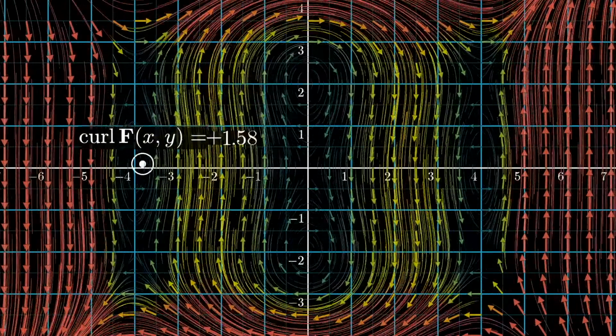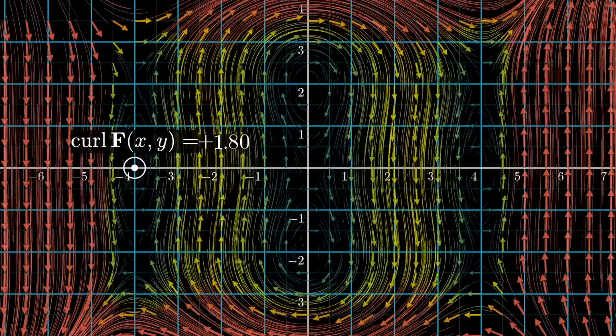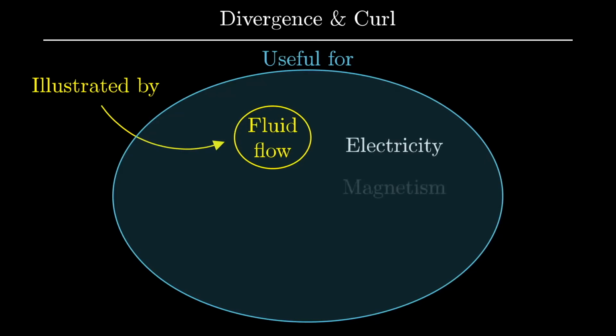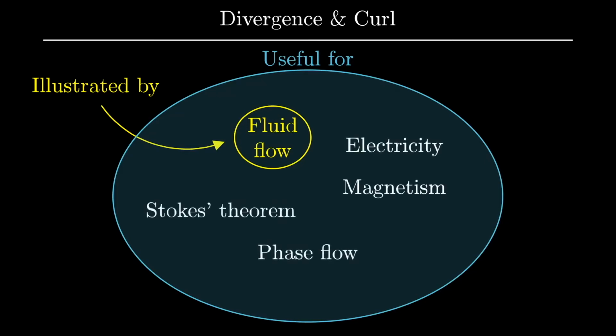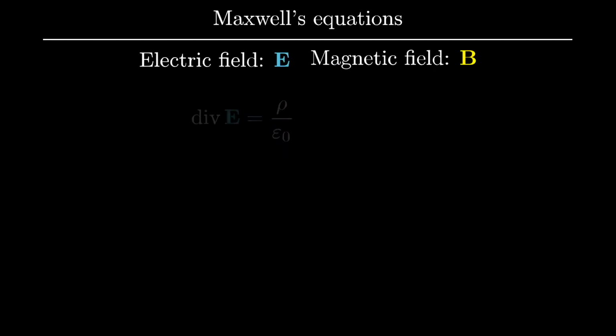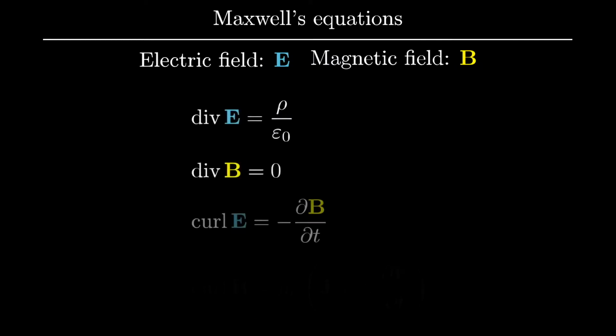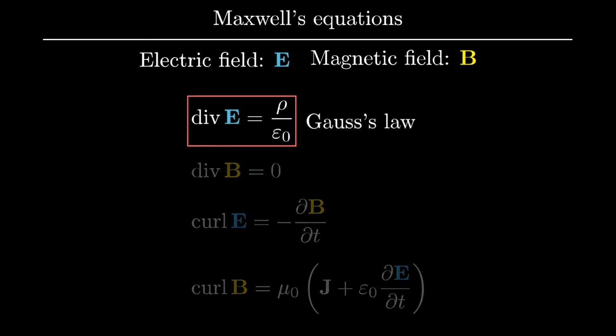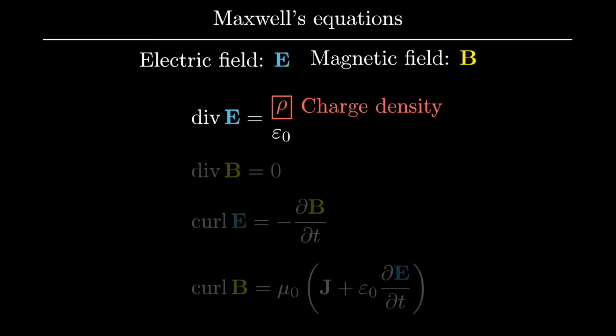As I said, even though these intuitions are given in the context of fluid flow, both of these ideas are significant for other sorts of vector fields. One very important example is how electricity and magnetism are described by 4 special equations. These are known as Maxwell's equations, and they're written in the language of divergence and curl. This top one, for example, is Gauss's law, stating that the divergence of an electric field at a given point is proportional to the charge density at that point.